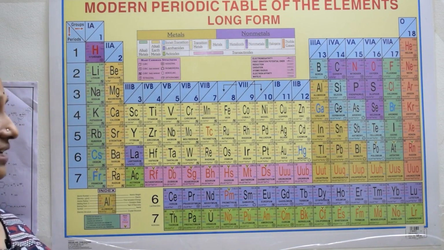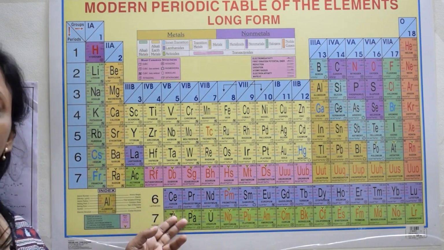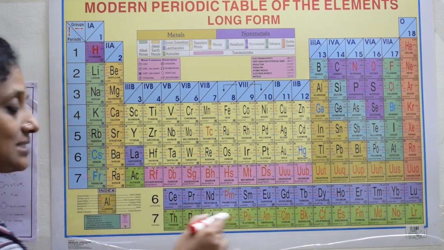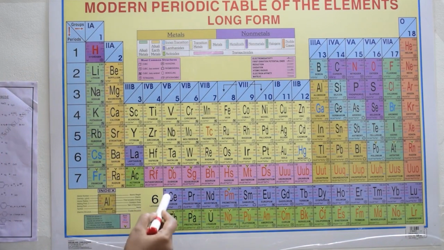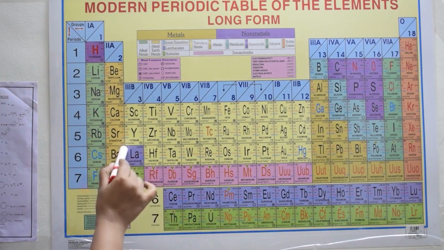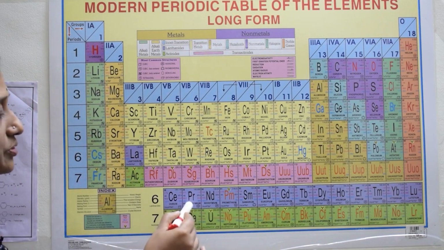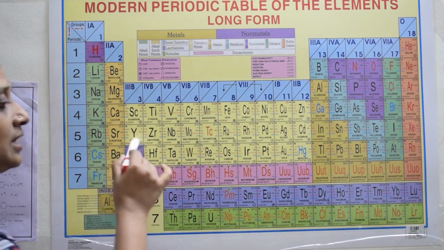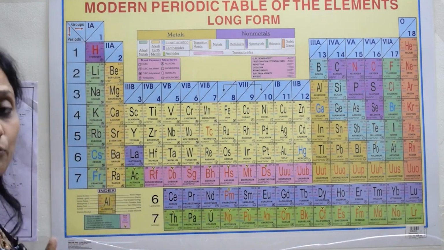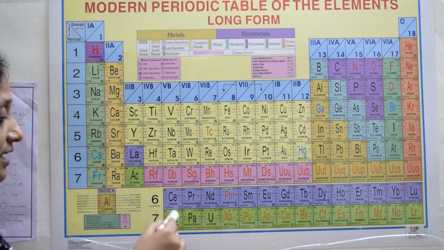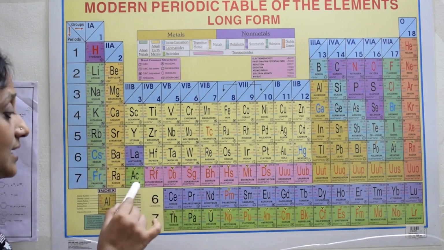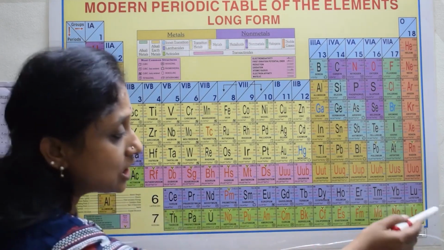After the transition elements comes a set called F block elements, which contains two series: the lanthanide series and the actinide series. The lanthanide series starts from lanthanum, the 57th element. Next come cerium, praseodymium, neodymium, promethium, samarium, like that. This series starts from lanthanum and ends at lutetium. The next series is the actinide series. Look here, this is the purple color following this. The actinide series starts from actinium and ends at lawrencium.